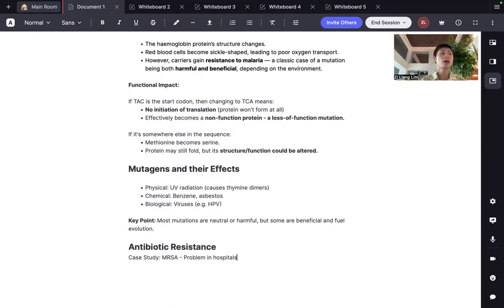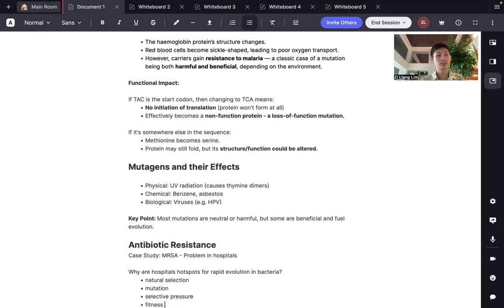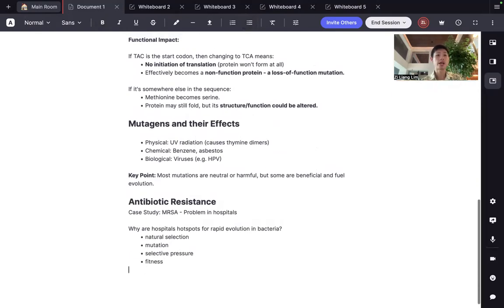Okay, so a very important discussion prompt would be, why are hospitals hotspots for rapid evolution in bacteria? I want you to tie back to natural selection, mutation, selective pressure, and fitness. I do want you to take a look at that before we get into questions next class.